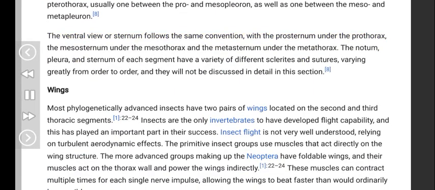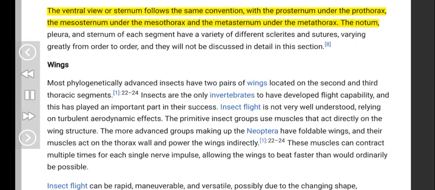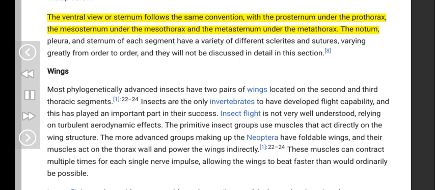The sternum follows the same convention, with the prosternum under the prothorax, the mesosternum under the mesothorax and the metasternum under the metathorax. The pleura and sternum of each segment have a variety of different sclerites and sutures, varying greatly from order to order, and they will not be discussed in detail in this section.